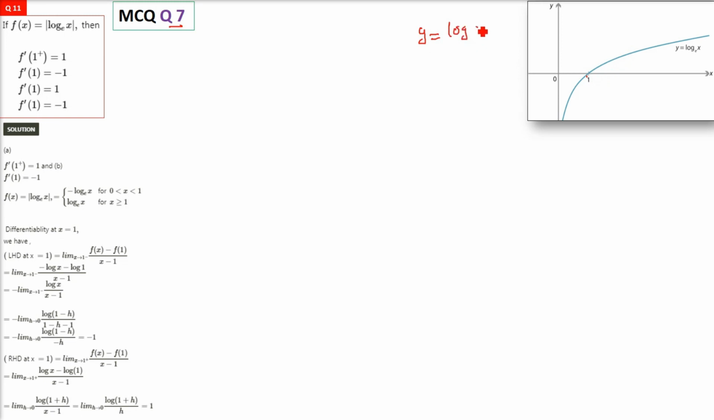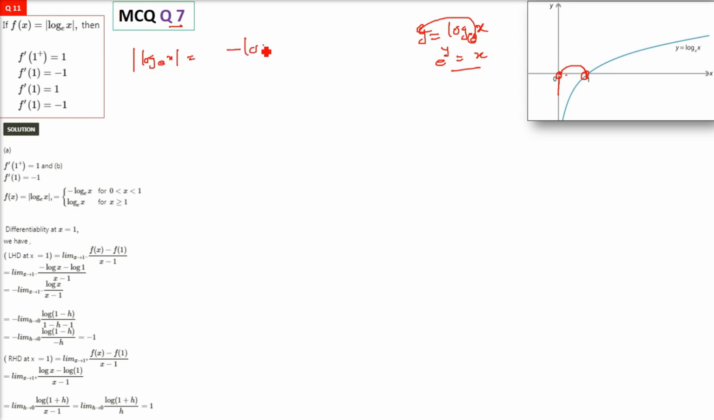See, y is equal to log x. This is the graph of log x. You have to be very careful about log x, because this varies in both negative and positive. From 0 to 1, log 0 is not defined, so this graph is never going to touch the y-axis. When the graph is between 0 and 1, you can see it is on the negative y-axis. From this graph, it is clear.